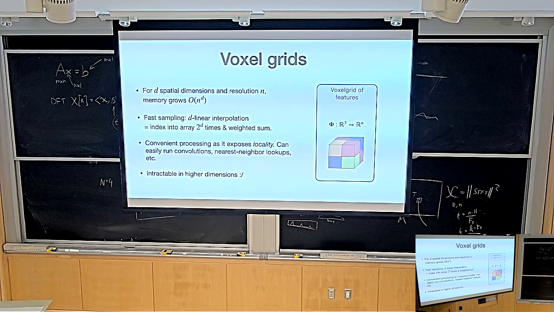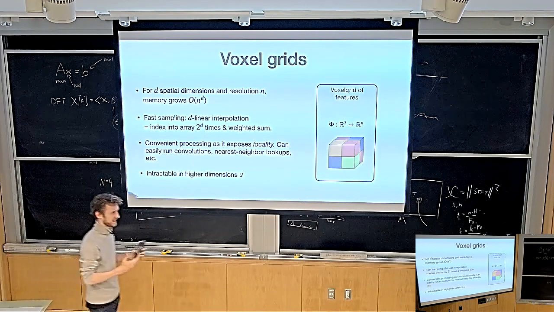So it gets expensive because the memory that you require grows cubically with the resolution that you have. So long story short, these are actually just literally intractable in higher dimensions. So if you have a space-time voxel grid, like 4 dimensions, that gets really expensive.